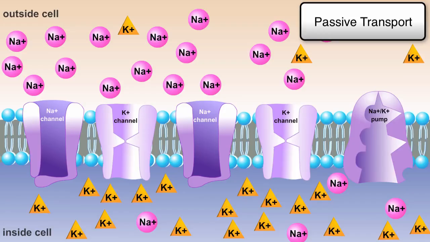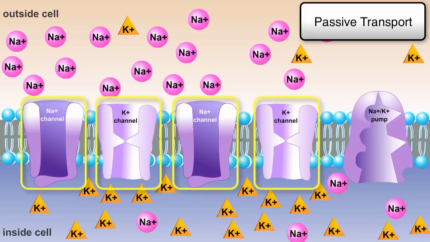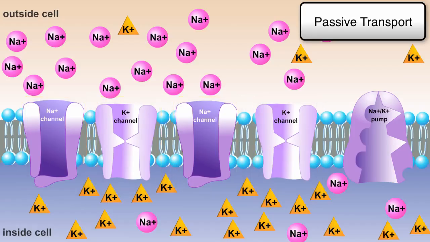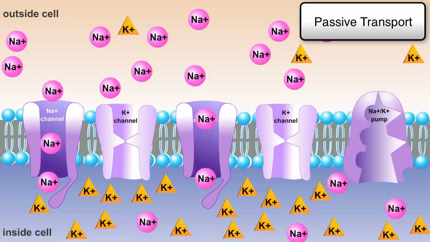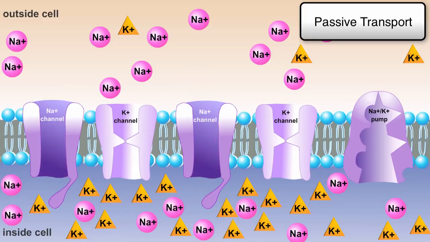In this form of transport, proteins in the cell membrane act as channels, allowing the diffusion of ions from areas of high concentration to areas of low concentration. For example, when the sodium channel opens, sodium ions move from an area of high concentration outside the cell to an area of lower concentration inside the cell. The exact opposite happens for the potassium channel, which allows the movement of potassium ions from inside the cell to outside.